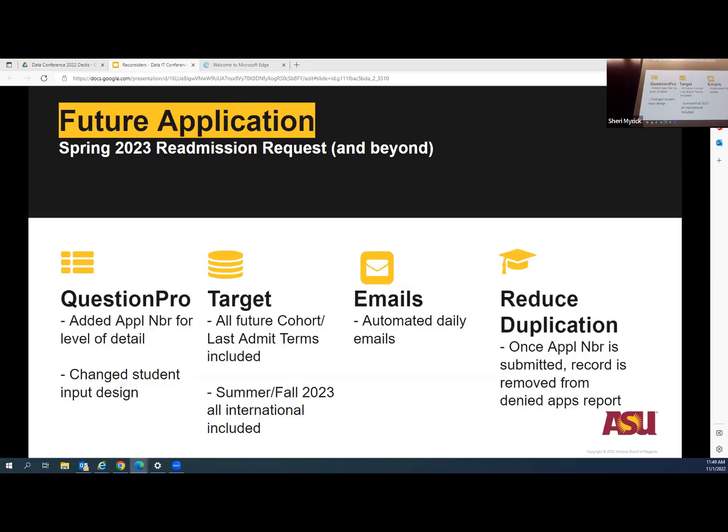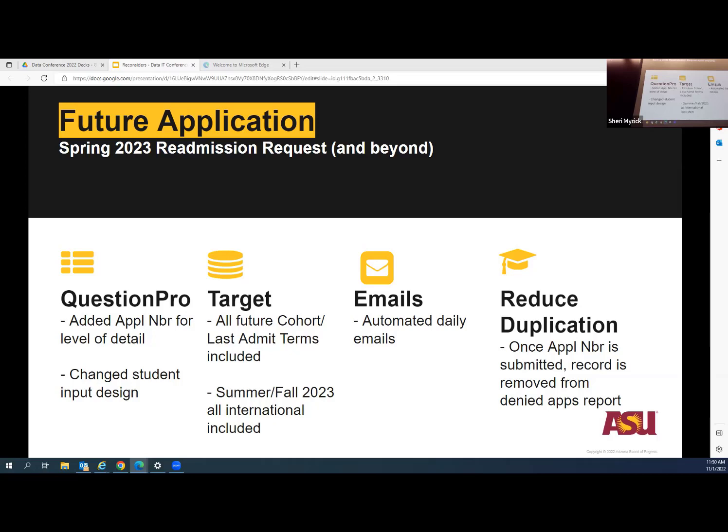So one thing was what Jeff mentioned earlier, we needed the application number, because it's going to help him with the data set later on. So we started asking for that, and because of that, we wanted it to be required. So we did have to change the design of what was being inputted. The target was also changed.